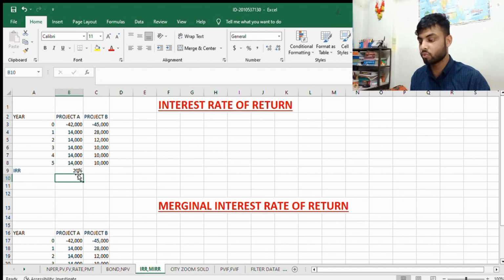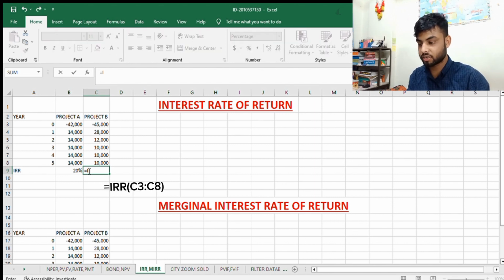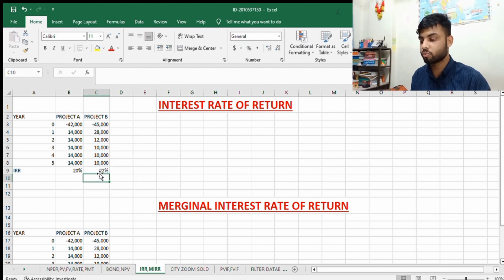Then in the same way we calculate project B: equal IRR, start the bracket and all values, then close the bracket and enter. The project B IRR is 22%. This is also a very easy formula to calculate IRR.